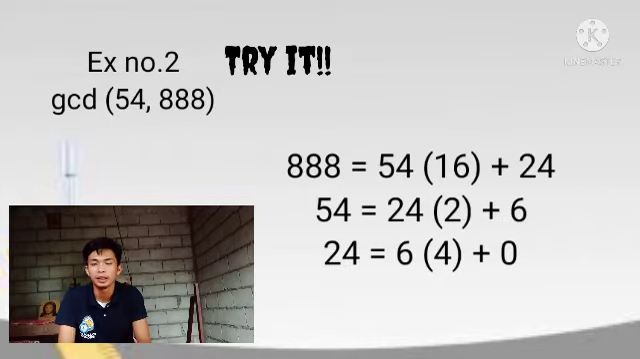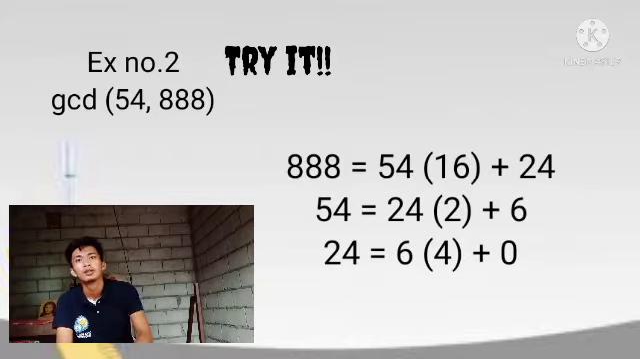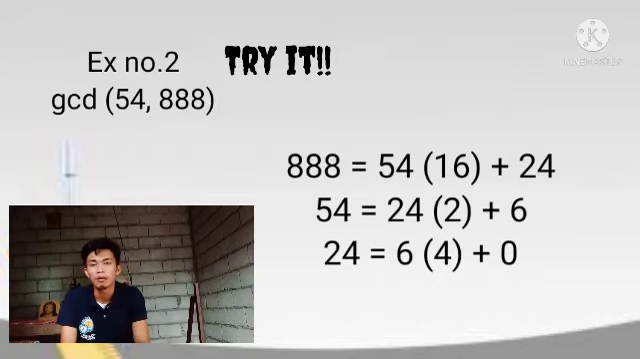Another example. What is the greatest common factor of 54 and 888? That is the same process. The bigger is the dividend and the smaller is the divisor. So 54 is our divisor, and 888 rather is our dividend.